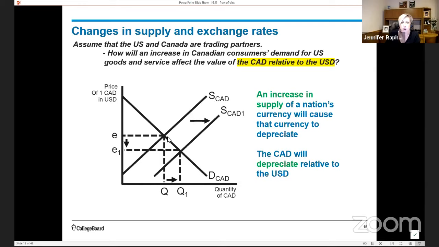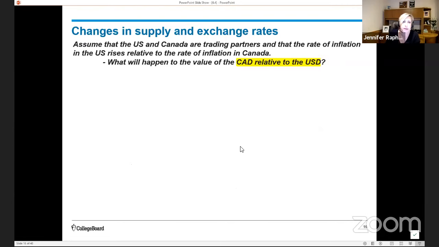Again, this is why so many teachers teach foreign exchange markets in Unit 1, because conceptually, changes in the demand and supply of dollars or Canadian dollars are going to influence the price of those dollars the same way we see in a product market model. An increase in the supply of anything, all else equal, is going to drive down the price of that thing. All right, so again, now we're going to use those same examples as before. The rate of inflation in the US rises relative to the rate of inflation in Canada.